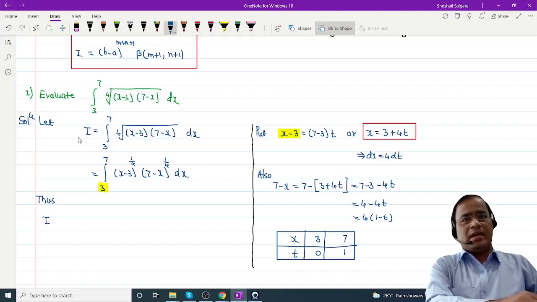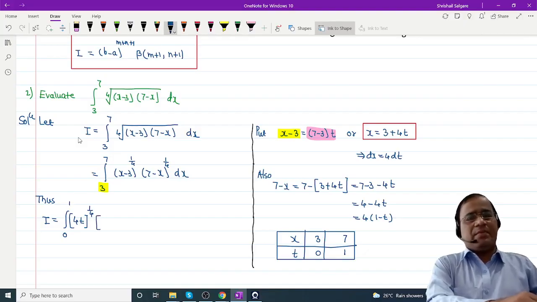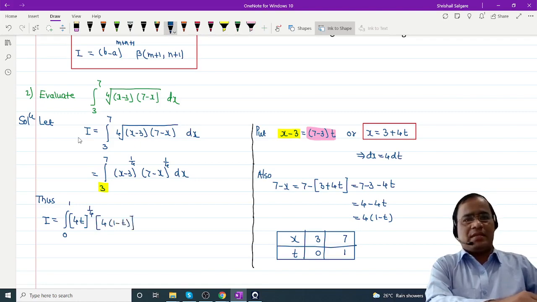Thus that integral I is equal to new limits 0 to 1, x minus 3, that is 4t. Can I write it as 4t? From where am I writing? I will highlight. If you are simplifying this term, x minus 3 is equal to 4t, is it clear? And second one is 7 minus x is 4 into bracket 1 minus t, that whole bracket raised to 1 by 4, and dx is given by 4 times dt.